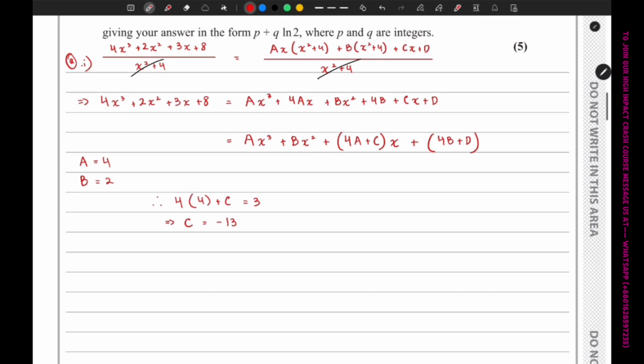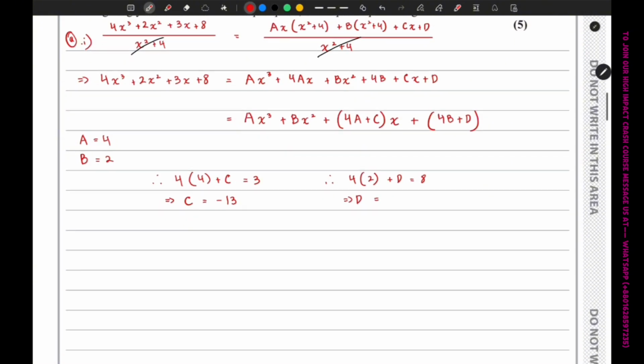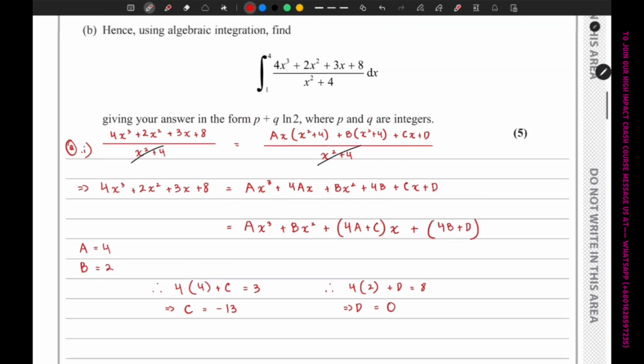Now let's find out the value of d. Now we can say that this constant term is equal to this constant term. So it's basically 4b plus d is equal to 8, and the value of b is 2. So the value of d is basically 0.